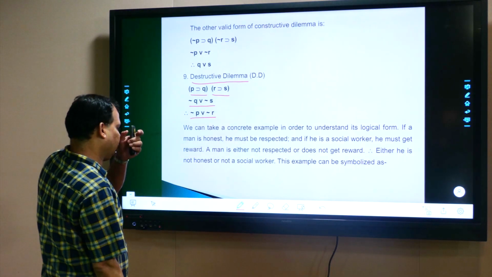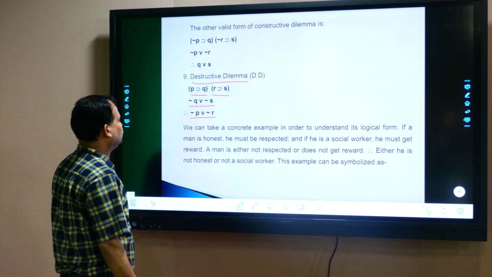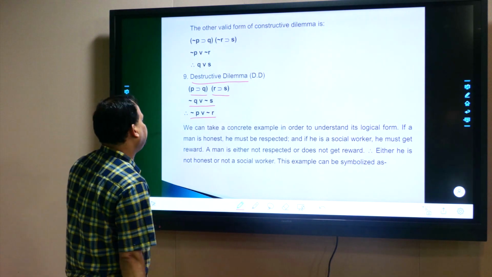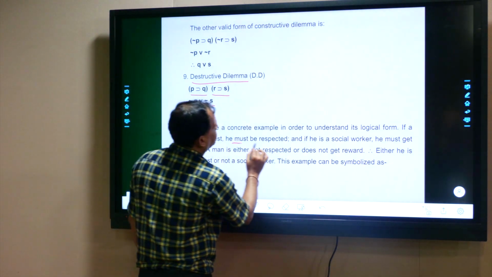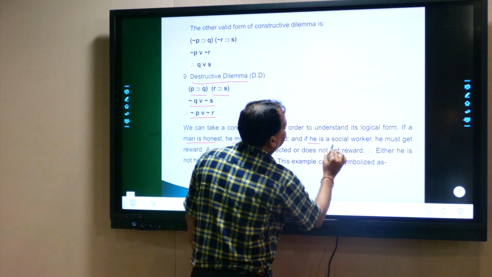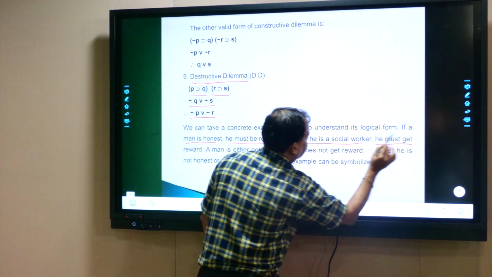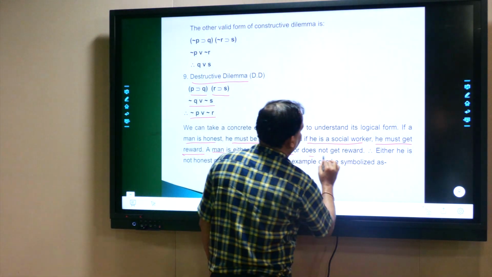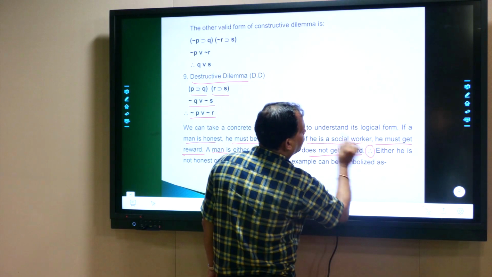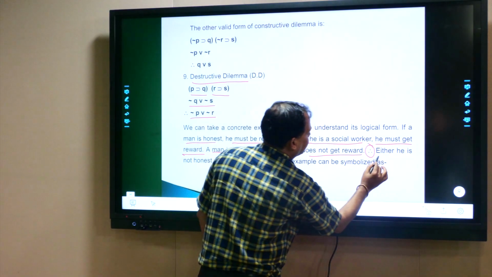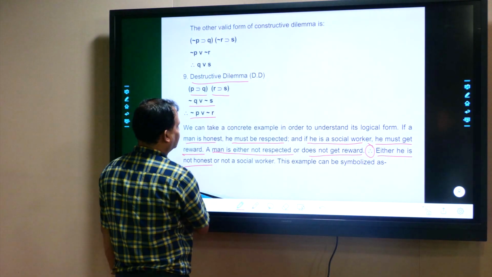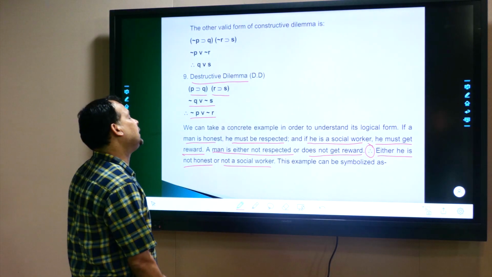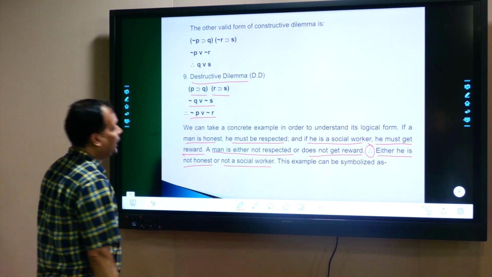Now dear learners, you take a concrete example, then you will be able to know. So we can take a concrete example in order to understand its logical form. If a man is honest, he must be respected, and if he is a social worker, he must get reward. A man is either not respected or does not get reward. Therefore, the conclusion is either he is not honest or not a social worker. So this is all about a concrete example of destructive dilemma, dear learners.